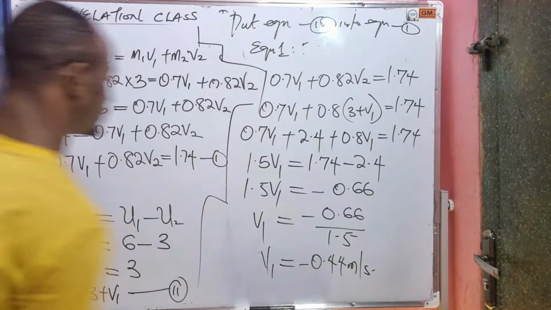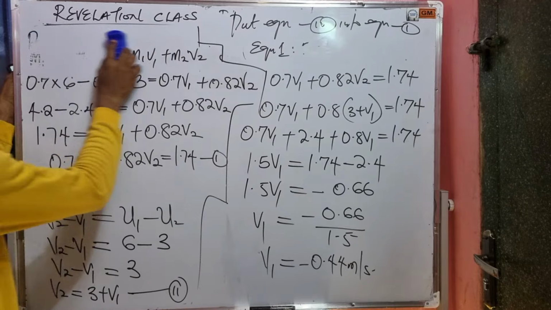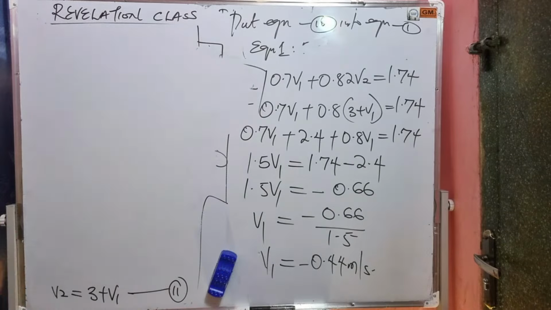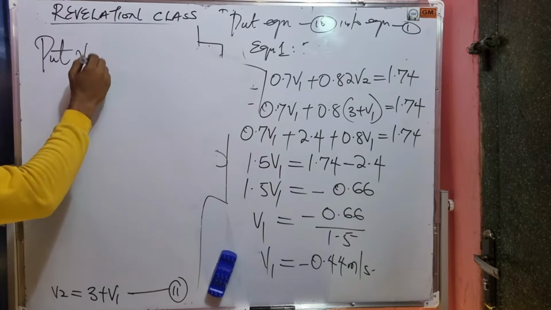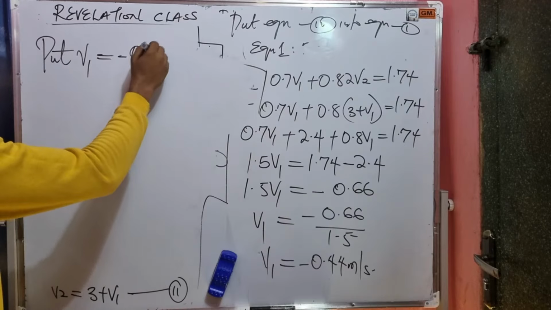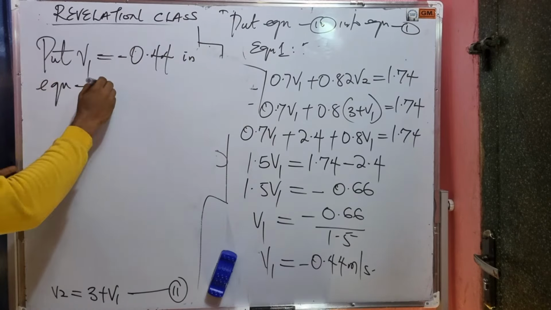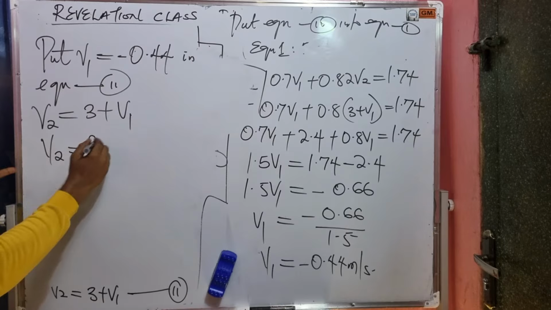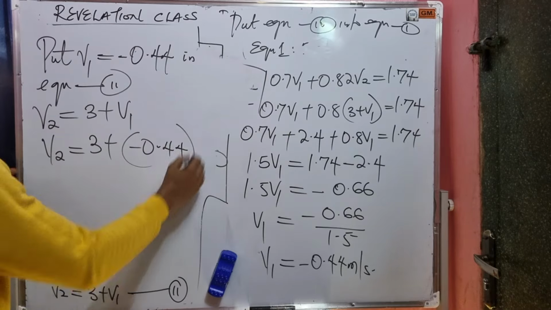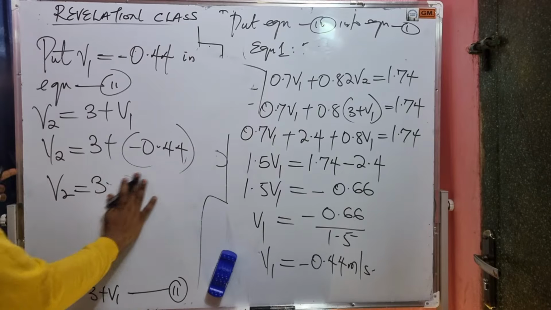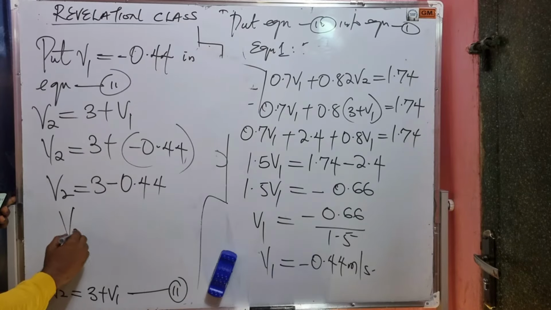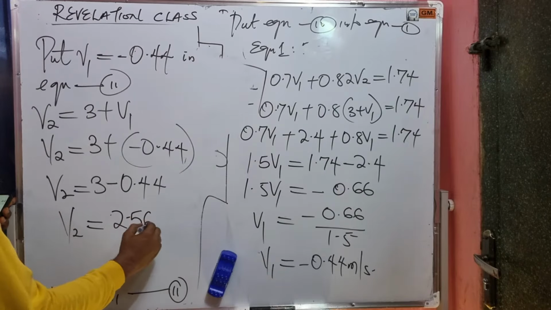Now the next one is to solve for V2. We can just put the value V1 equals minus 0.44 in equation 2, which says V2 equals 3 plus V1. So our V2 becomes 3 plus, what's our V1? Minus 0.44. This will give us V2 to be 3 minus 0.44, which gives us V2 equals 2.56 meters per second.